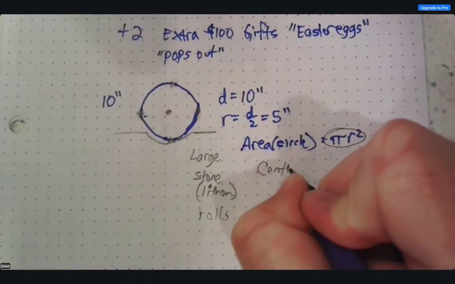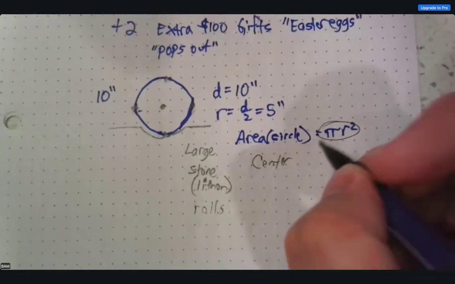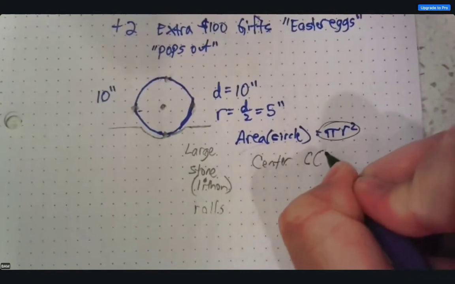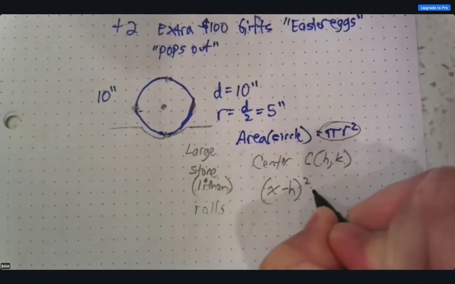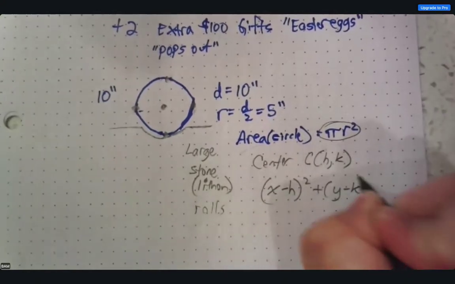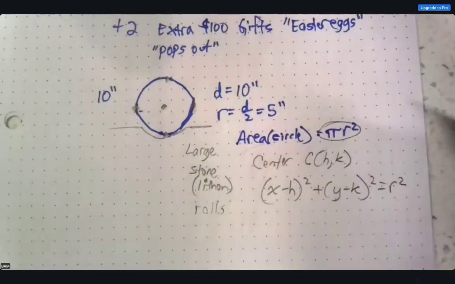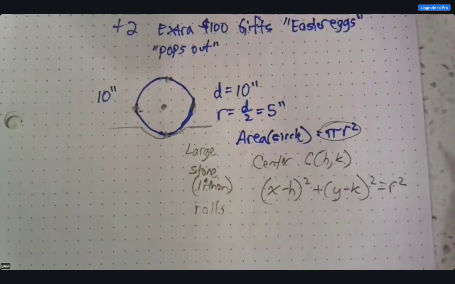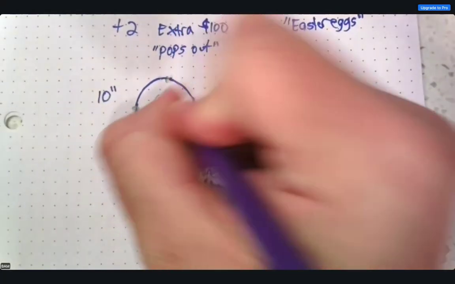So remember, a circle has a center, and then we could get into more information. The center is at h comma k. One formula is (x minus h) squared plus (y minus k) squared equals r squared. If I wanted to label my points, I could. So this center is at h comma k.